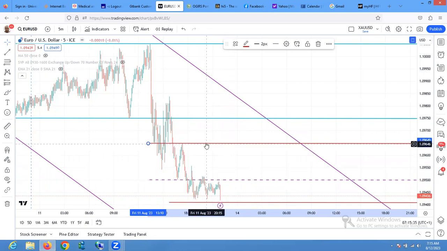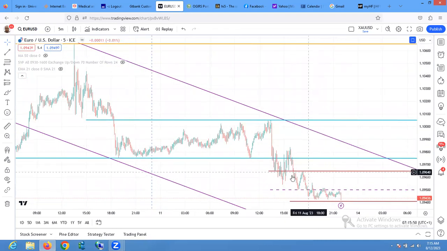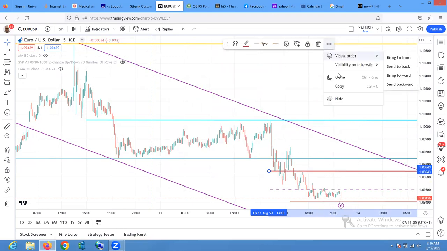So if we break above here, we'll say, oh, we are correcting up again. But once we break below here, we have to look for a new structure between here and whatever we get. So we have a new structure developing. This one to this, let me see. This one to this.